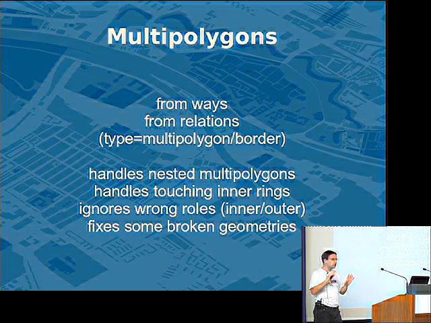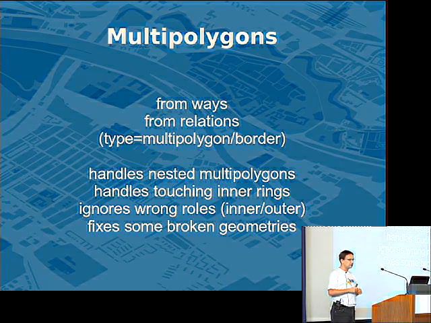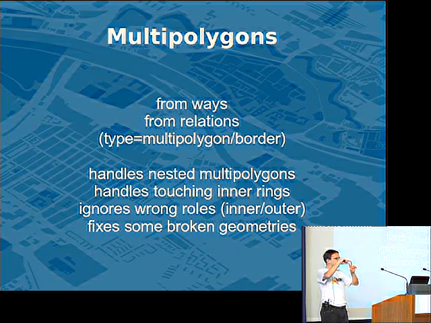It ignores wrong roles. A lot of the multipolygons in OpenStreetMap, you're supposed to tag roles inner and outer, and lots of people don't understand how that works, and they're wrong. It just ignores those and does the right thing. And it also fixes some broken geometries. For instance, if you have a polygon that's not completely closed, where there's a segment that's missing, it'll notice that and try to close it.